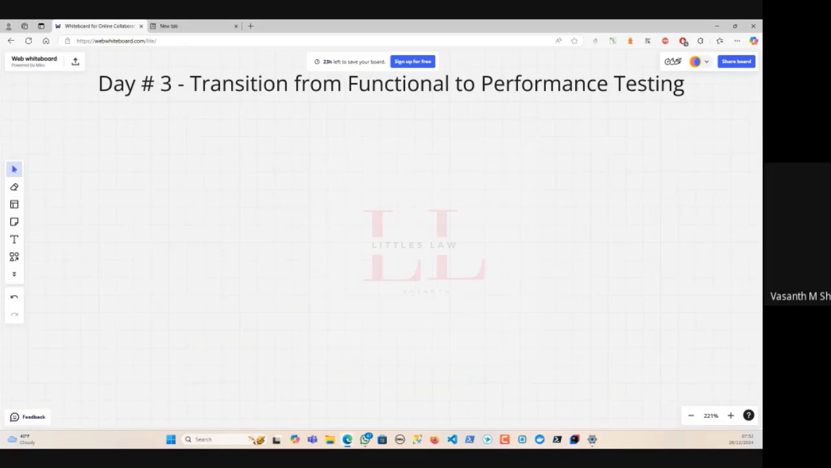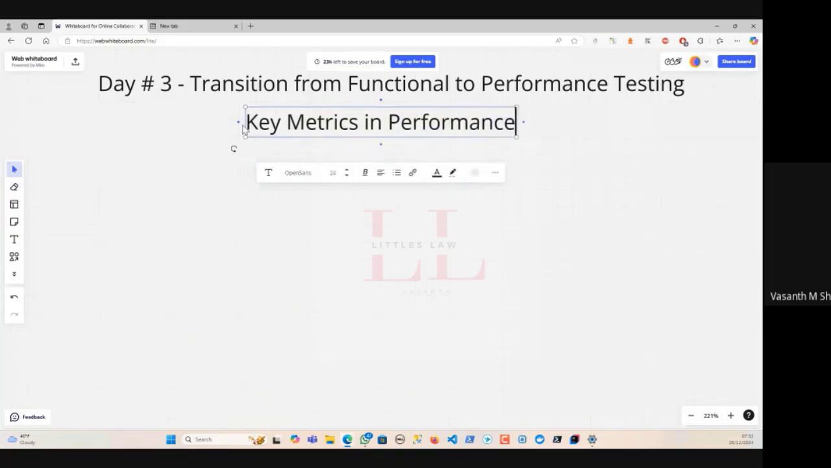Yeah, the last part here is the key metrics in performance testing. We do use multiple tools to do all this testing, but at the end of the day, we need to understand what the key metrics are that we need, right? So that's the main thing.